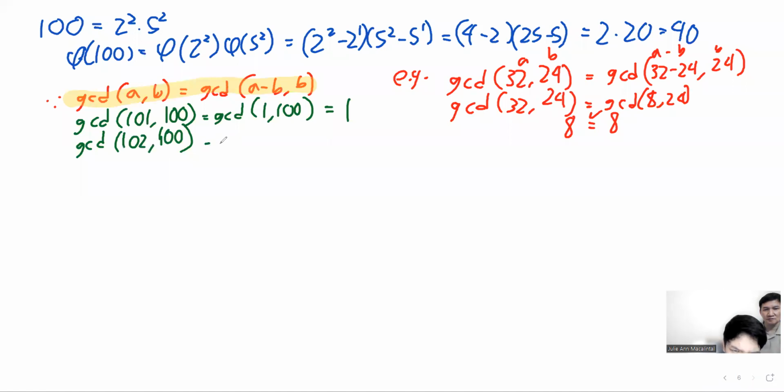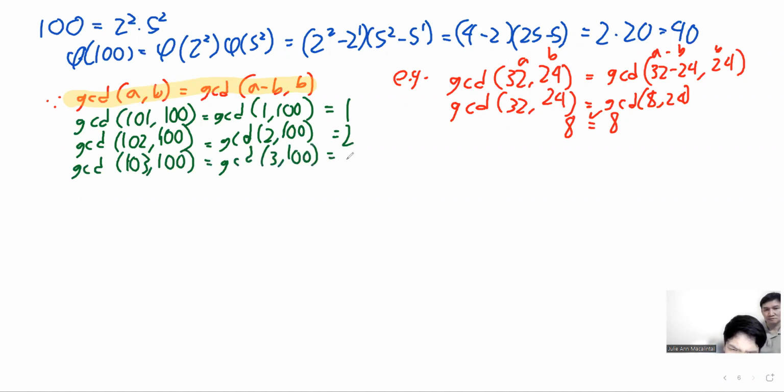GCD of 102 and 100 is equal to GCD of 2 and 100, which is 2. Then GCD of 103 and 100 is equal to GCD of 3 and 100. So that's just equal to 1. They're relatively prime.